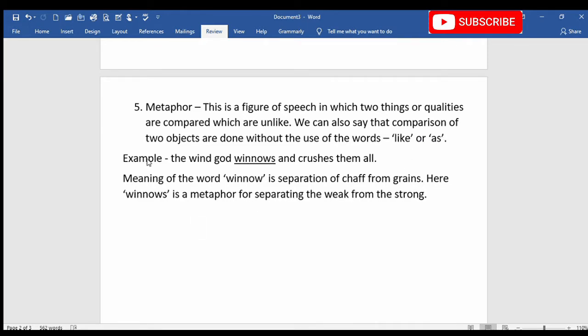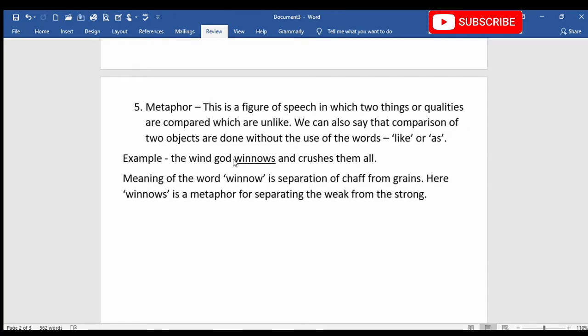Now here lies the difference between metaphor and simile. When we go through an example of simile, we will see that there also a comparison is done. 2 things are compared, 2 objects are compared, but that comparison is done by using the word like or as. But in case of metaphor, which is also a comparison, the words like or as are not used. Now look at the example.